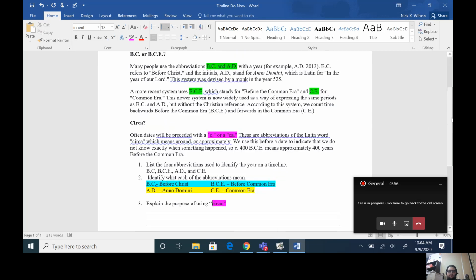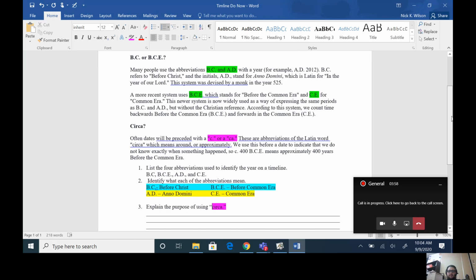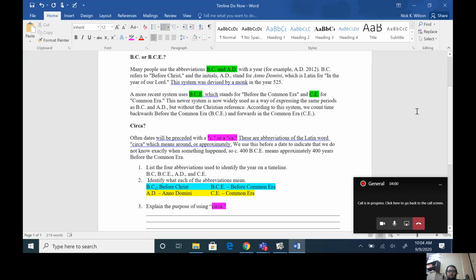You can always refer back to your reading. Everyone should have a copy of this, whether it's on paper or within your virtual class notebook in Teams. All right.